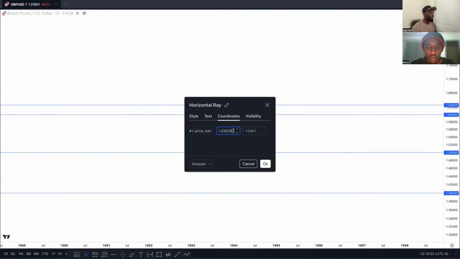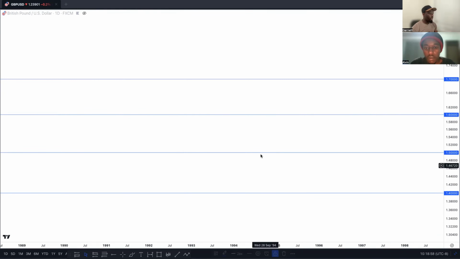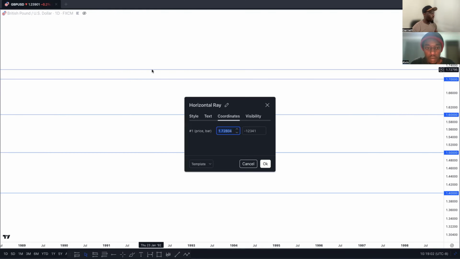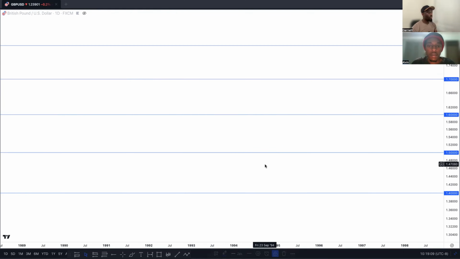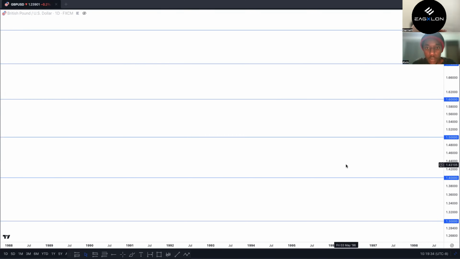That's 1.6. So obviously we're going to put 70,000 right here, and you can put 80. I just want us to have multiple levels we're looking at. Right here. Cool. And I can do another one below as well. So we have multiple levels on the chart.